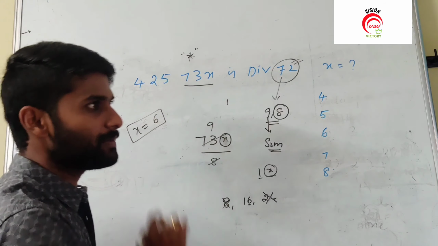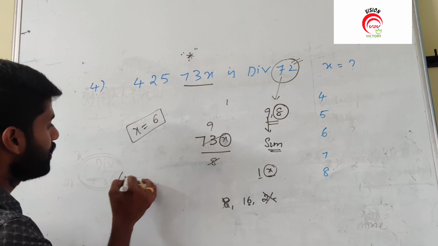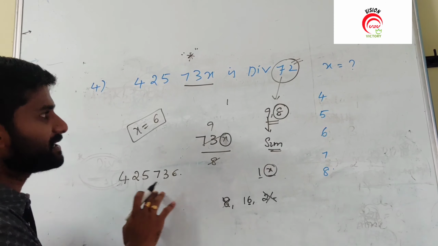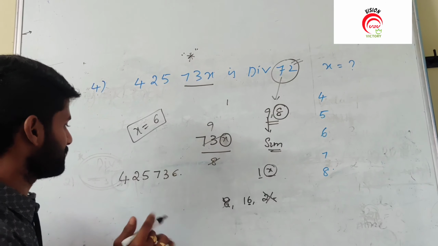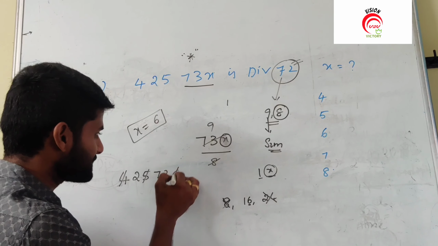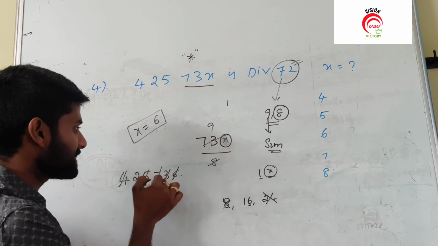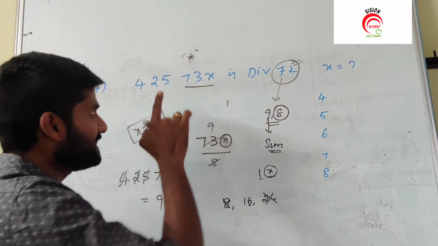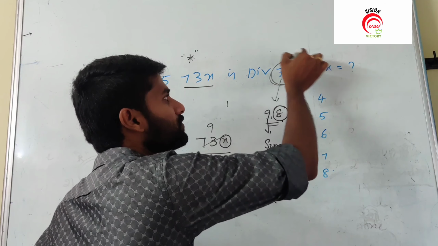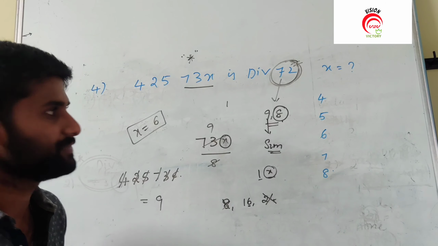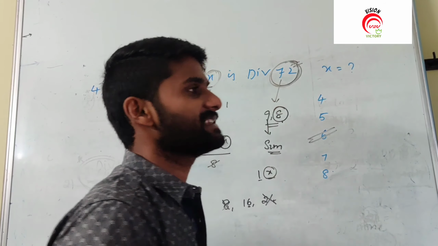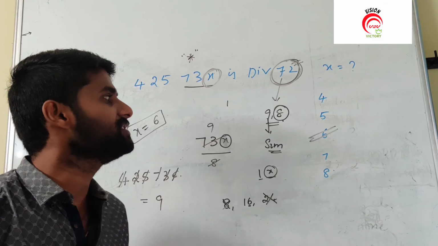Then check with the divisible by 9 rule. What is the entire number here? 4 2 5 7 3 6. Then check whether this number is divisible by 9 or not. Just check it out. 5 plus 4 is 9, it is divisible by 9. 6 plus 3 is 9, it is divisible by 9. 7 plus 2 is 9. If this particular number is divisible by 9 and 8, the entire number is always divisible by 72. Then what is the smallest number x can be replaced as here? The value is equal to 6 only. The value of x is equal to 6.